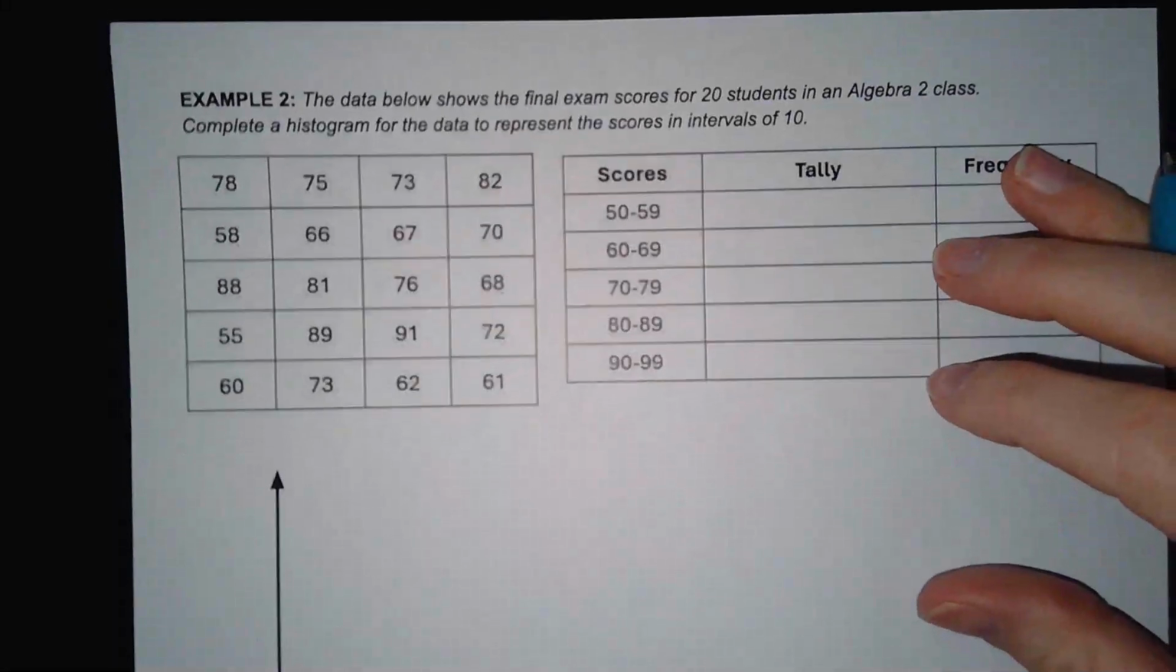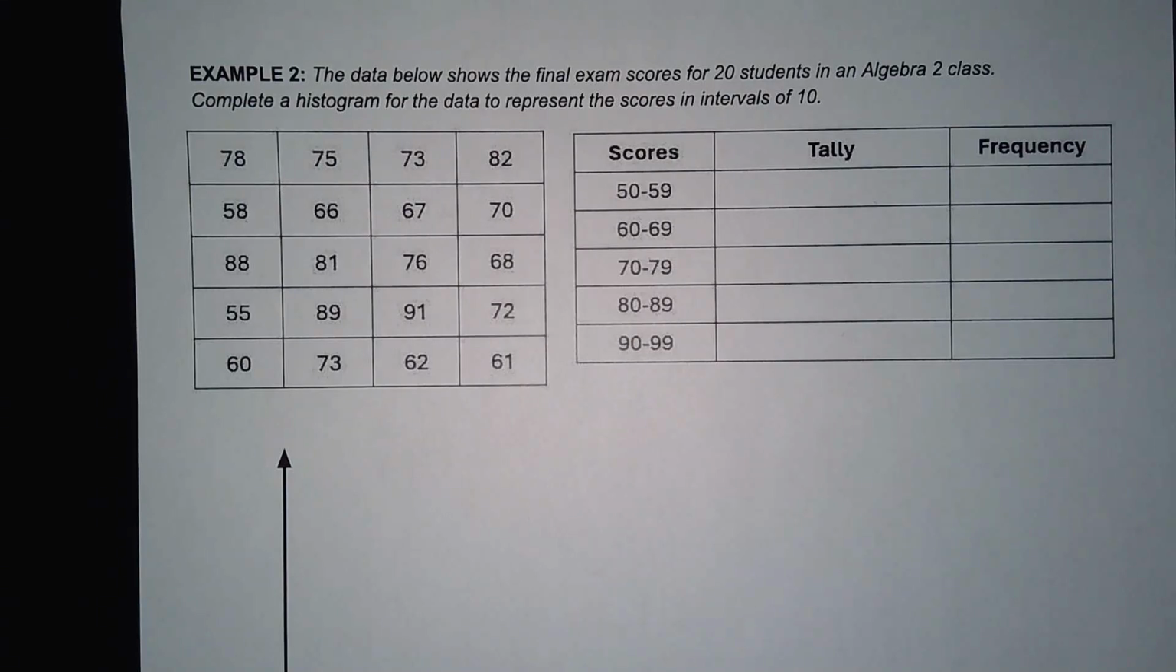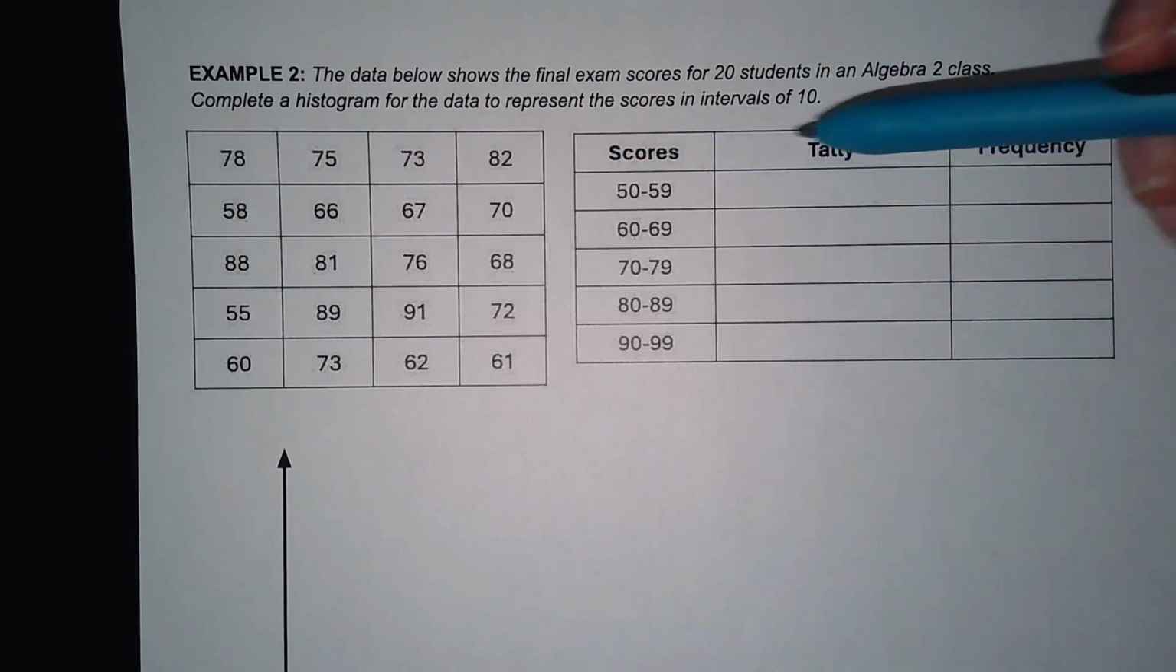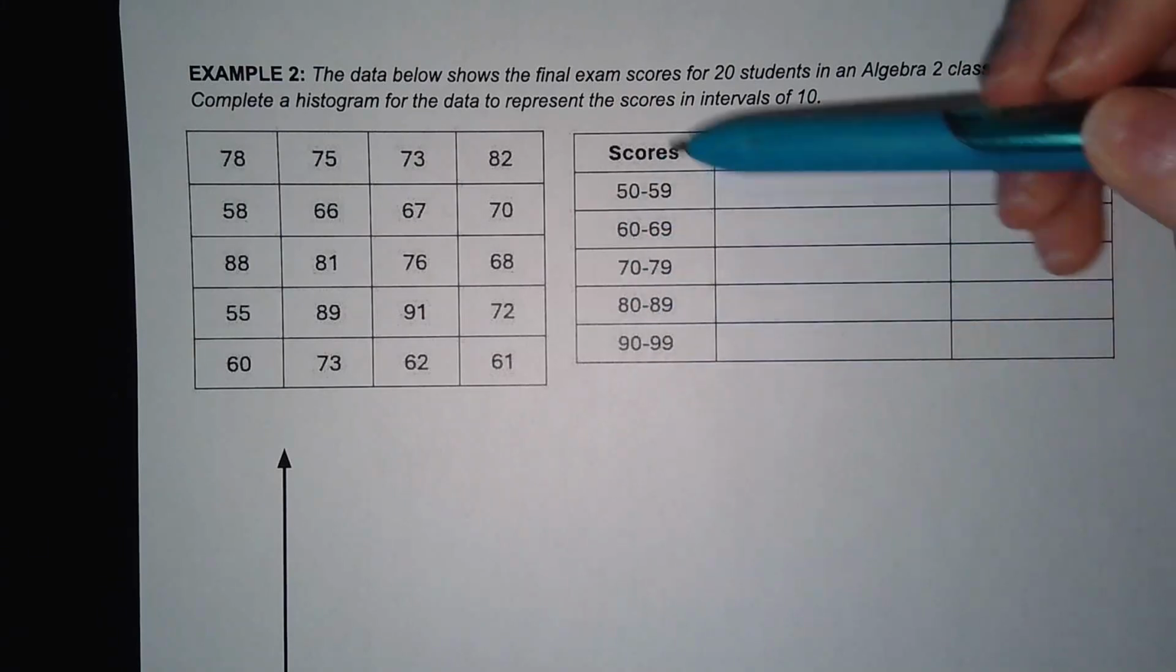All right, and in our second example, we're going to take a look at actually creating a histogram. This says the data below shows the final exam scores for 20 students in an Algebra 2 class, and we're going to make a histogram for the data. We're going to represent the scores in intervals of 10. So we can see here we have kind of divided up the scores already.